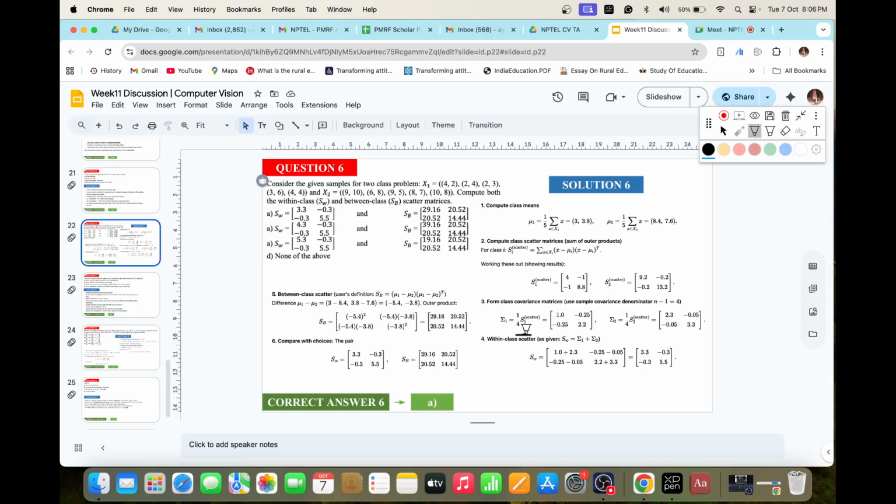Sir, you put the formula sigma 1 equal to 1 by 4 S1. And also you calculated the SW as sigma 1 plus sigma 2. Is it correct, sir? Yes, that is how you have to calculate according to me. But SW equal to S1 plus S2, no, you have to calculate this first.